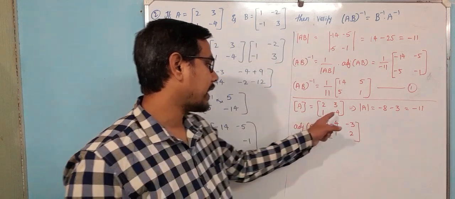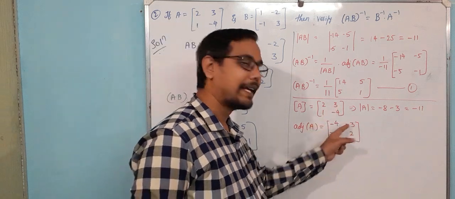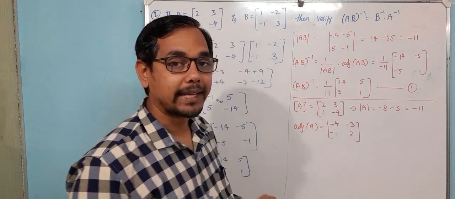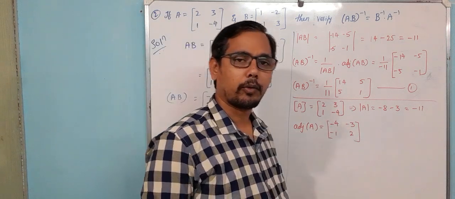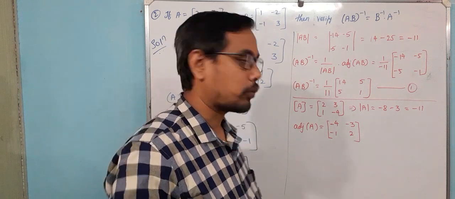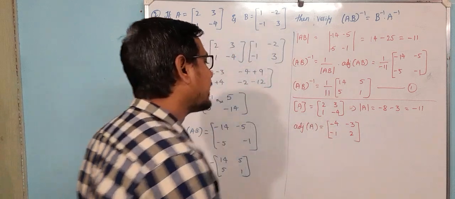Right? So minus 4 is going here, 2 is coming here. Remaining is what? 3 and 1. So their sign will be reversed. Both are positive, so both will become negative here. If both are negative, then it will be positive. Whatever is positive becomes negative. Whatever is negative becomes positive. Okay, so this is adjoint A.